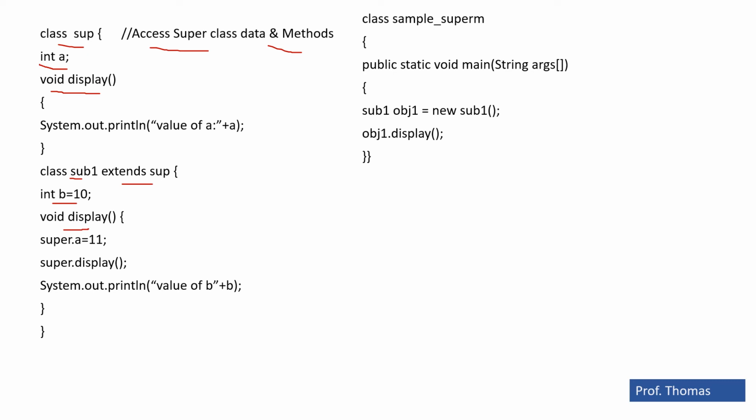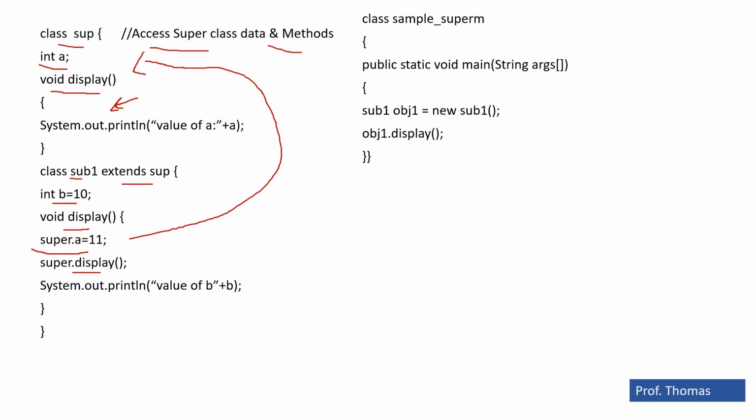Using the super keyword, super.a accesses the superclass variable. Super.a initializes the superclass variable, so the subclass can easily initialize the superclass variable. And super.display calls the superclass method.